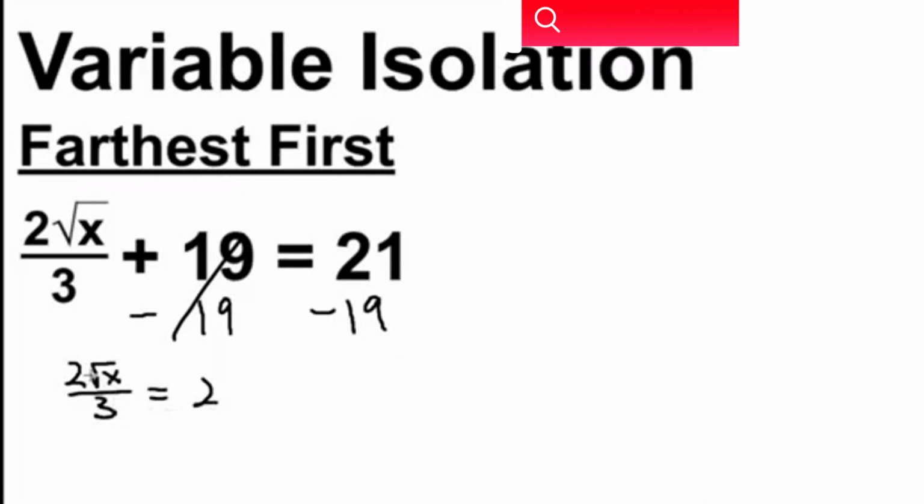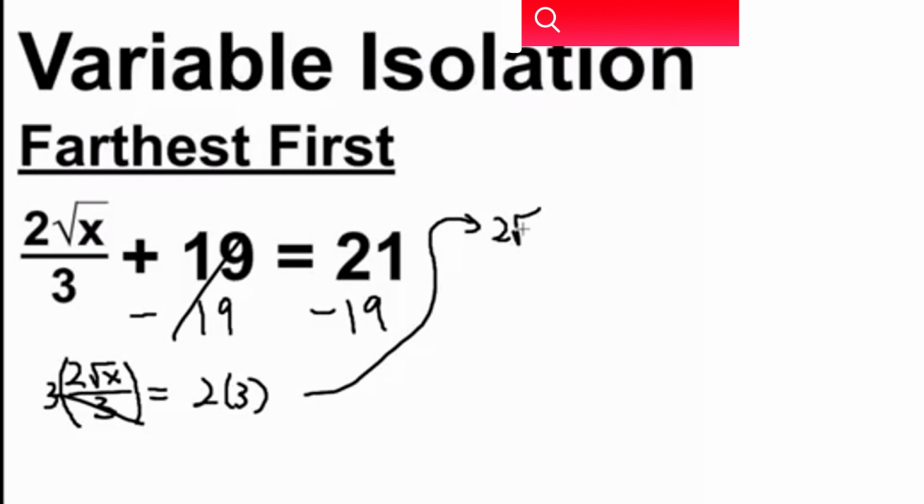Excellent. Now, what's the next thing? Well, the 3 is the next thing that is farthest away, right? The 2 is on the same level. The square root is happening directly to the x, so I want to get rid of that 3. Currently, the x is being divided by that 3. So we want to do the opposite of division, which is multiplication. So now we're going to multiply both sides by 3. In this case, these cancel out, and we get 2 radical x equals 2 times 3, which is 6.